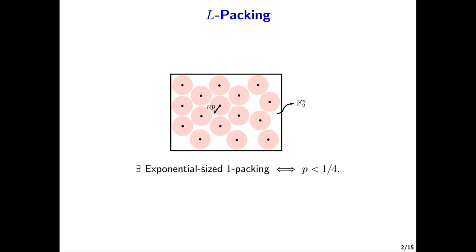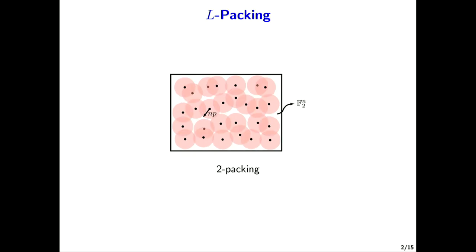So now I'm going to relax this problem. Instead of requiring that these balls are disjoint, I allow overlap, but with bounded multiplicity. For example, each point in the space can only lie in the intersection of at most 2 balls in this case. So I call this a 2-packing. So what's the threshold now? For what value of p can you pack exponentially many points so that they form a 2-packing? In this case, it's also known that the threshold is again 1/4.